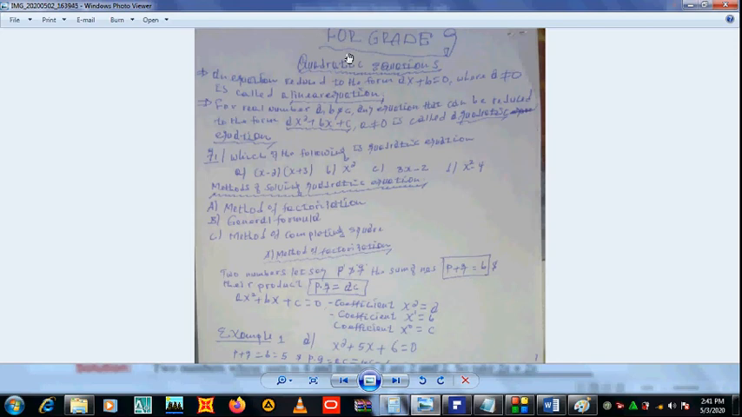Methods of solving quadratic equations we have seen well: three methods, the factorization method, the completing square method, and the general formula. These are methods of solving a quadratic equation. You can solve by any that is easy for you. The answer is the same for the three methods.